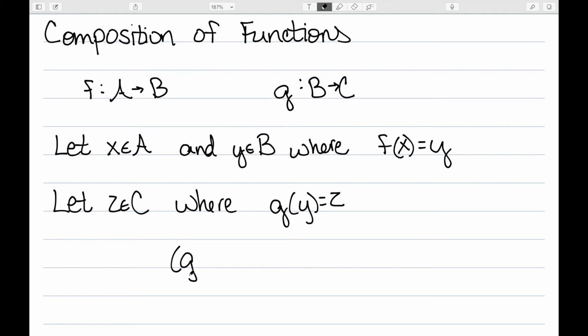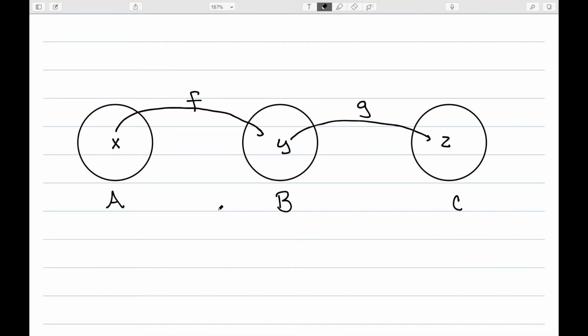We denote this as g circle f of x or g of f of x. So both of these are valid ways to denote this idea. Here's a small diagram demonstrating the idea of the composition. I have an element x in A. I apply my function f to get an element y in B, and I then apply my function g to get an element z in C.